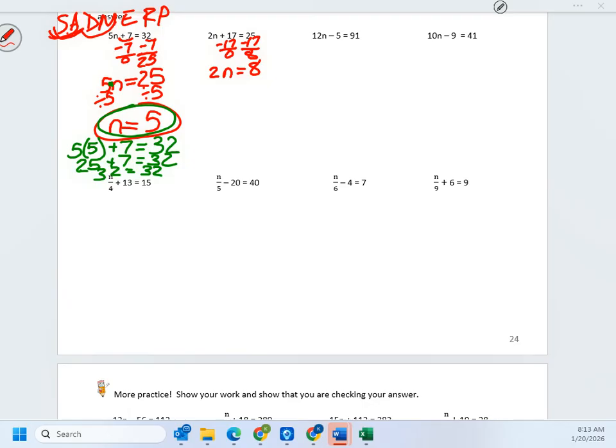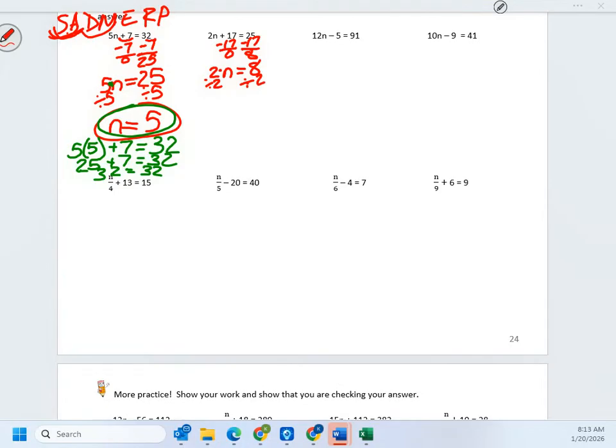What step do I do next? What operation do we see happening? What's the opposite? Joy? Yeah, because 2n, we know means 2 times n. So now we have to divide. Because it's multiplying, I'm going to do the opposite. So I'm going to divide out 2.